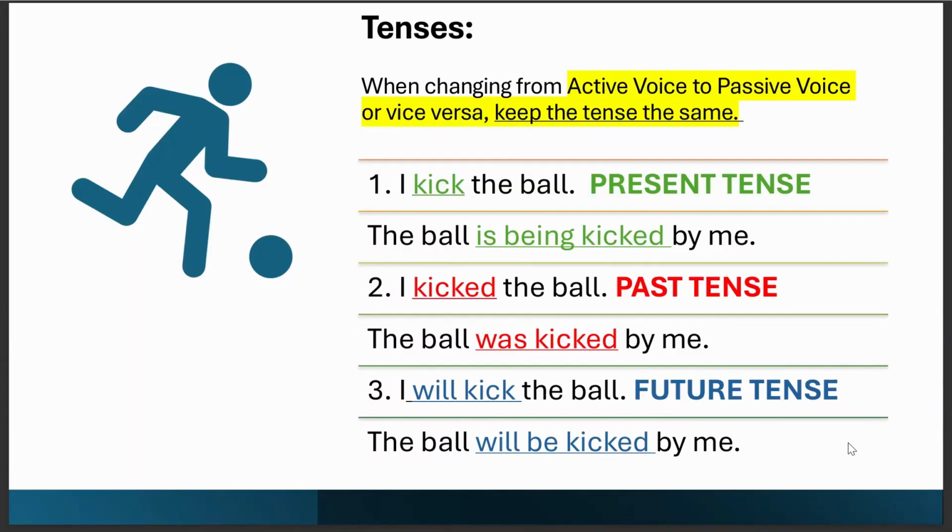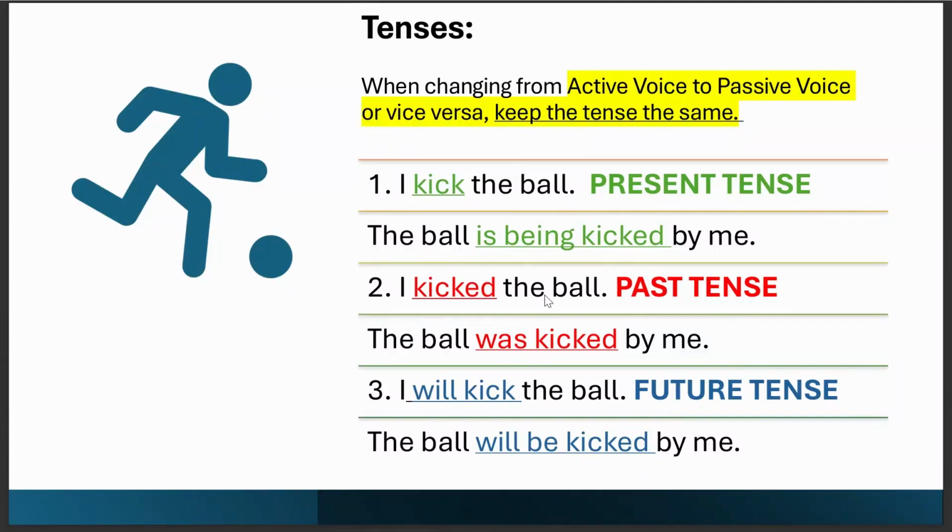So I've given you an example here in English with the same sentence. I kick the ball. This is a present tense sentence. If you now change it to present tense in passive voice, it will be the ball is being kicked by me. So here I need to point out that I didn't change the tense of the sentence. I kept the tense the same. I kick the ball, changed to the ball is being kicked by me. This sentence in passive voice is still in present tense. Very important that you remember that.